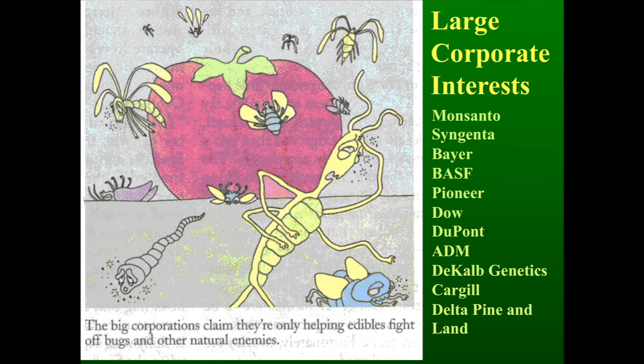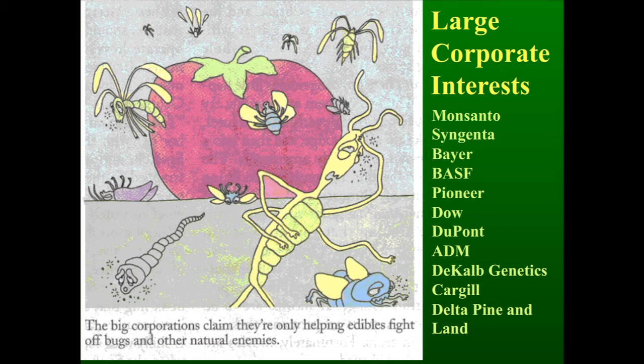And then there's a distrust of corporate interest. Corporate interests are heavily involved in large-scale agriculture. Monsanto, Syngenta, BASF, Pioneer, Dow, DuPont. Companies such as this are heavily involved in large-scale agriculture, including the production of crops and seeds, as well as pesticides and herbicides. And as the cartoon suggests, big corporations claim that they are only helping edibles fight off the bugs and other natural enemies.